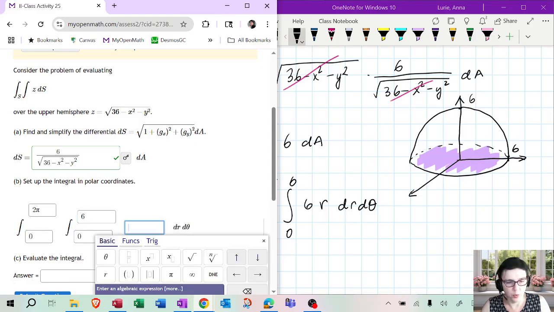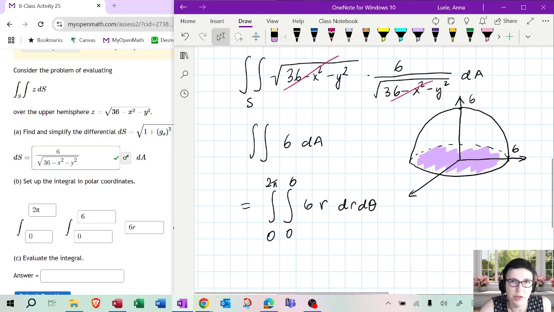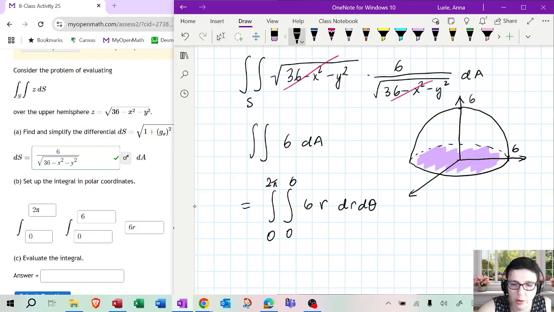And the reason why this extra r appears, which was not there before, but suddenly it appears, is because we are switching to polar coordinates. So anytime you're switching from rectangular to polar, you're going to get an extra r, which is called the Jacobian. So switch to polar. Because of that, you get this extra r.